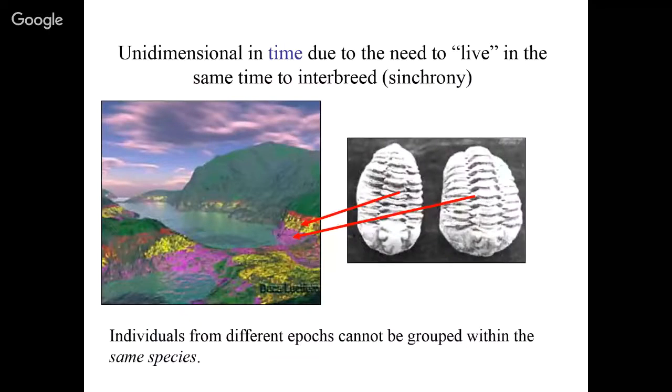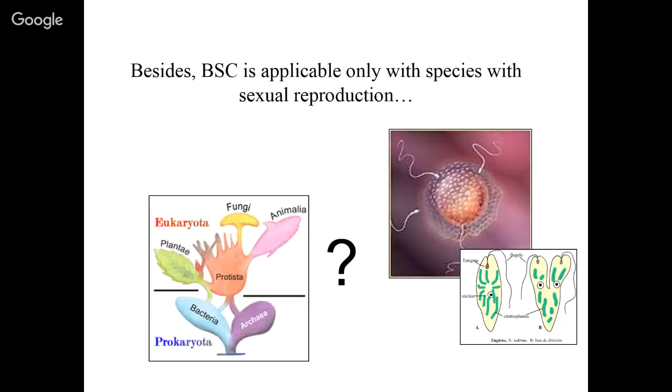Okay, another critique is that the concept is unidimensional in time, due to the need to live at the same time to interbreed, what we call synchrony. So unless we assume the capability of interbreeding based on their similarity, individuals from different epochs cannot be grouped within the same species.